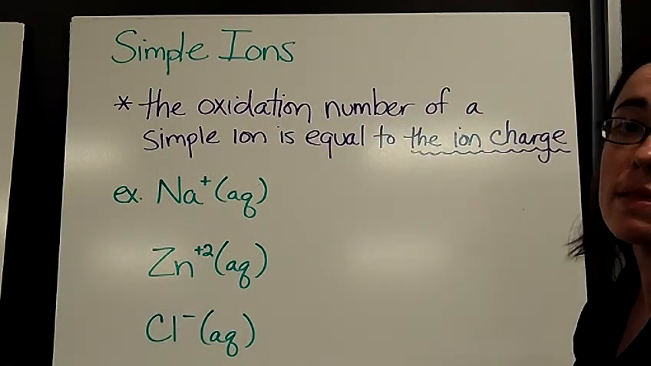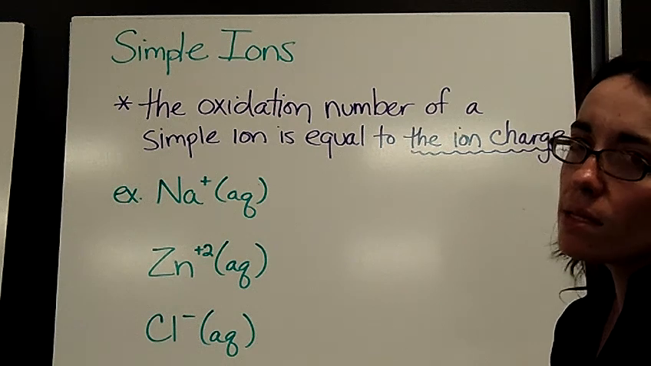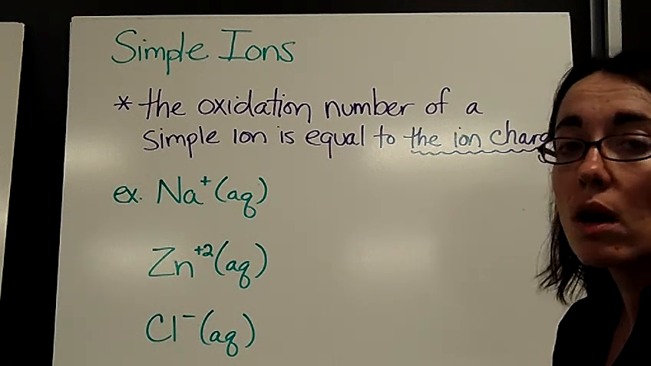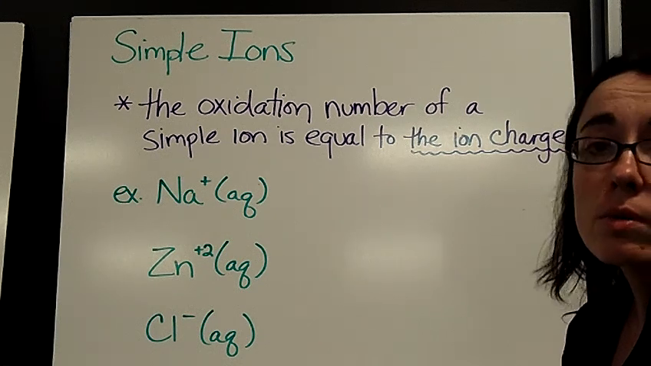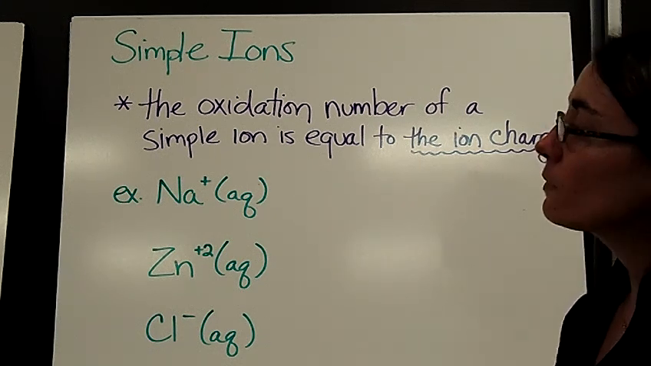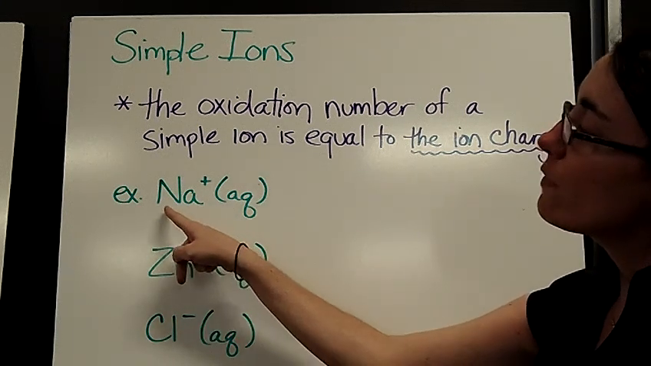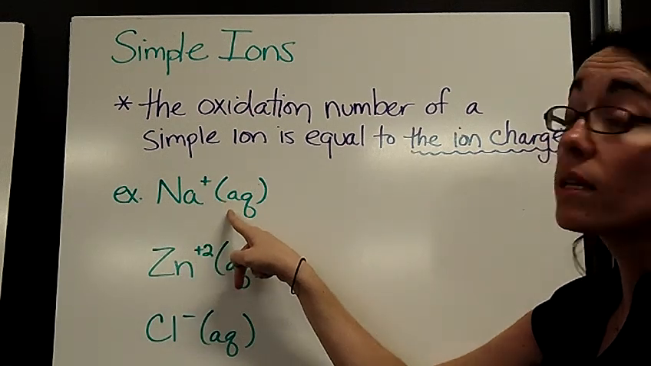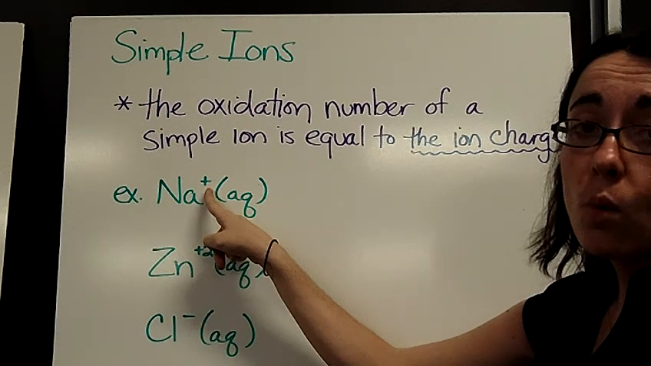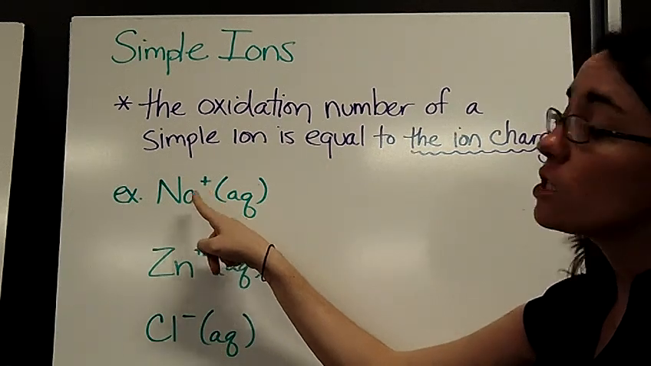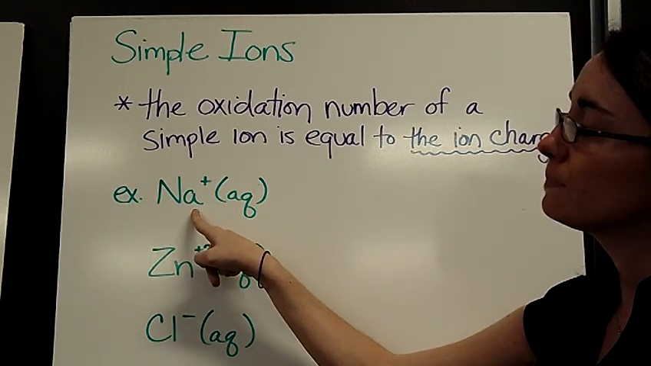In the next case, the simple ion. This is actually really simple because all you need to know is that the ion charge is identical to its oxidation number. So for example, if you have a sodium ion that's dissolved in water, the ion charge plus 1 is the same thing as its oxidation number.